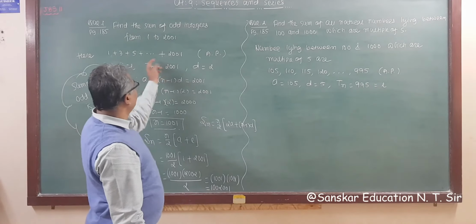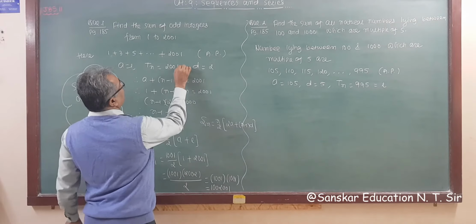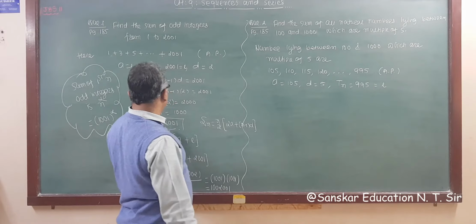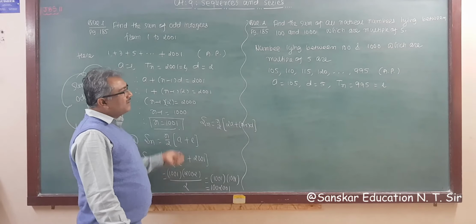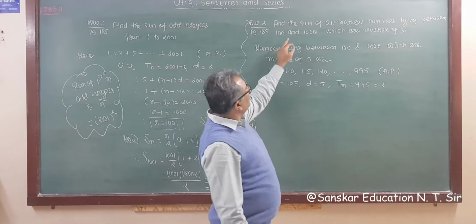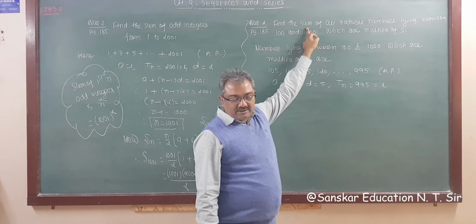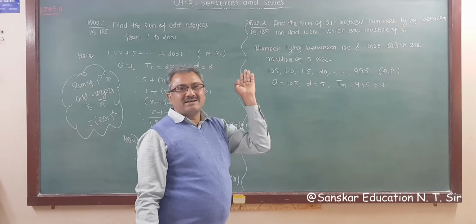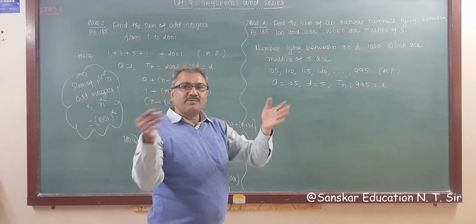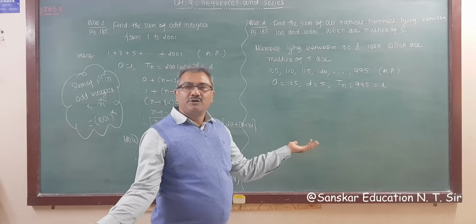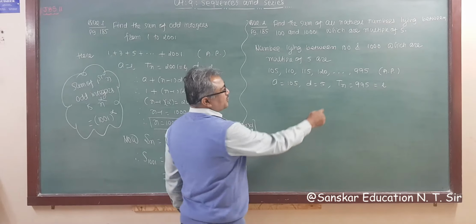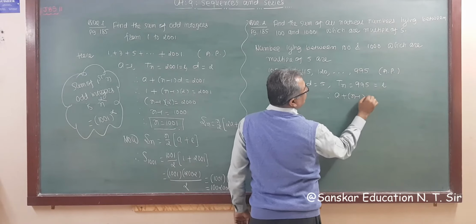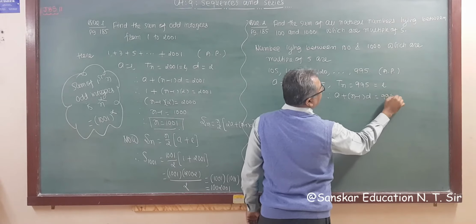I am not writing L here. If you want to write L, then you can put L here also. Similarly, you have to first find n, and then you have to find the sum Sn. Suppose the total number of terms n is 80, then you have to find it as 80. Now Tn is this. The formula is A plus (n minus 1) into D is equal to 995.